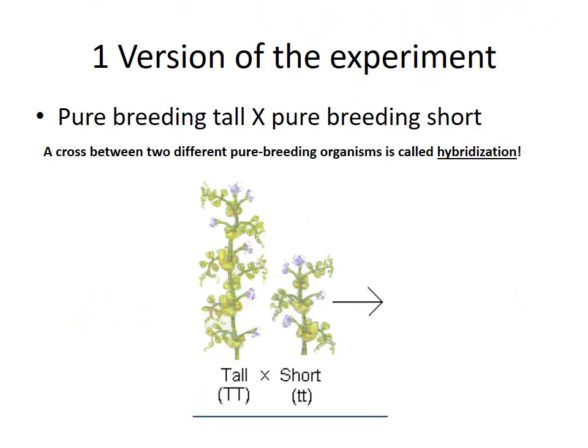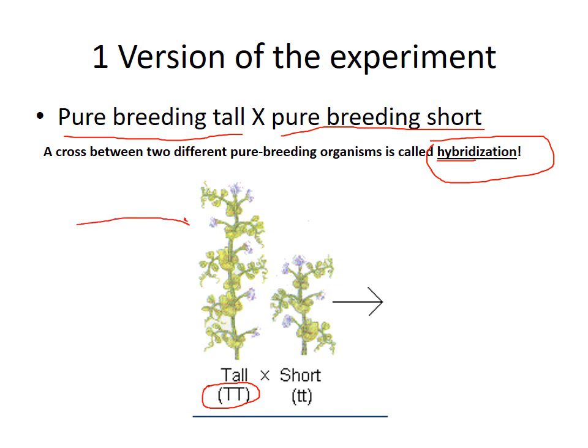So again, we have our pure breeding tall plant and our pure breeding short plant. Whenever you cross two pure breeding organisms, two different ones, we call that hybridization because you're creating a hybrid, a mixture of the two. Now I just want to show you a little notation here. Our pure breeding tall plant, we're going to call it big T, big T. That means that it has two tall versions of the genes within it. We are studying plants here. These particular plants, these pea plants, are diploid. That means they have two versions of each gene.